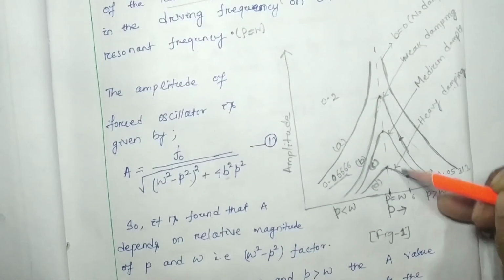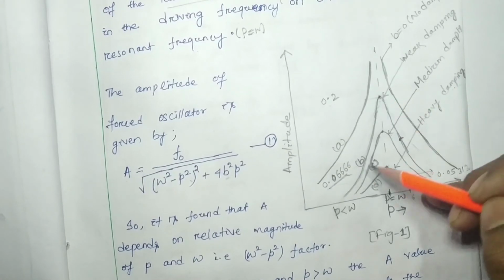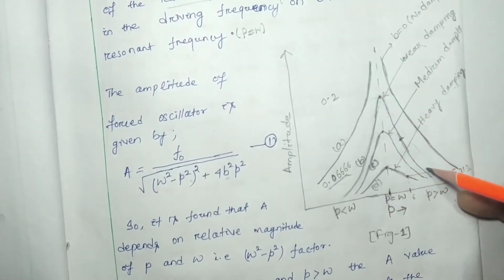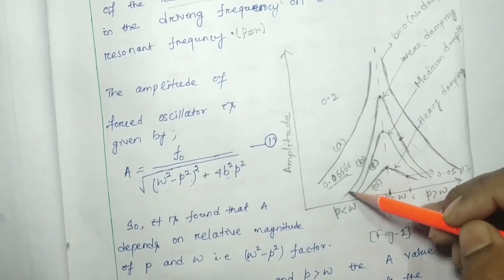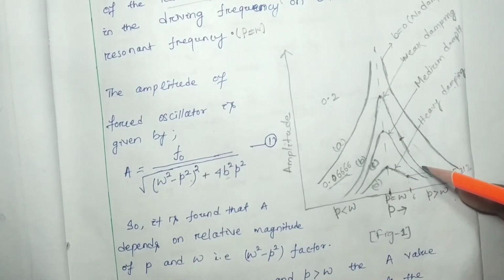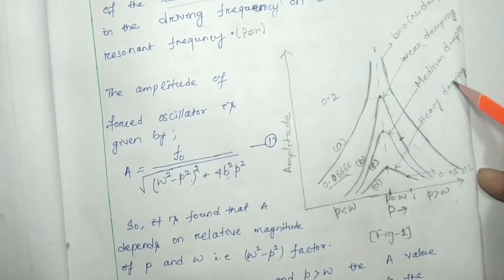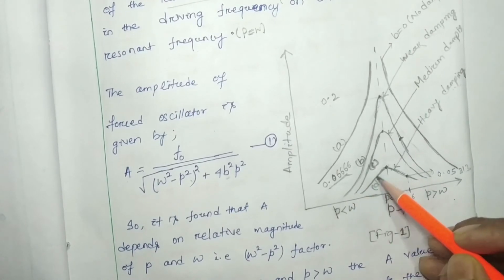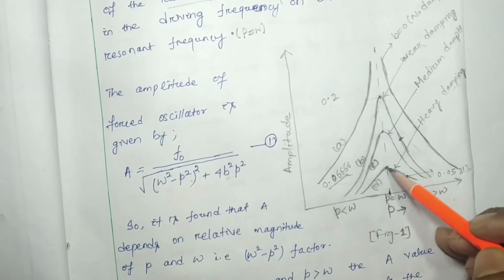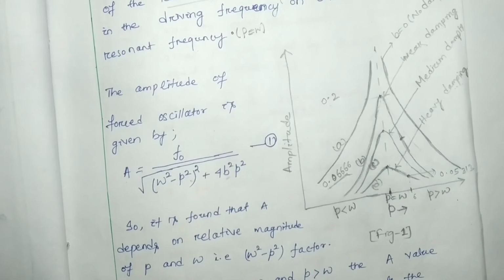So this is all the mathematical analysis of how the sharpness decreases when damping increases, and when damping decreases. For weak damping, the sharpness of the curve at P equal to omega, or at the resonant frequency, will increase. If B, the damping, increases, the flatness will increase and the sharpness of the curve will decrease.